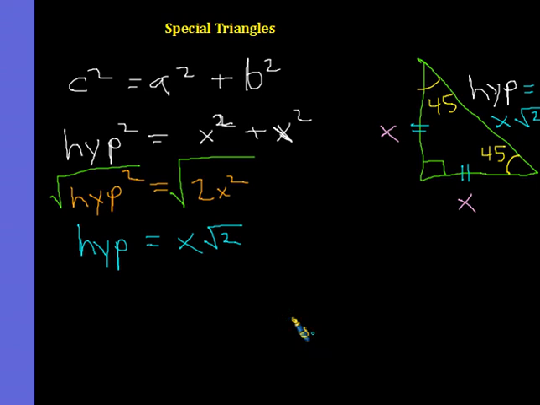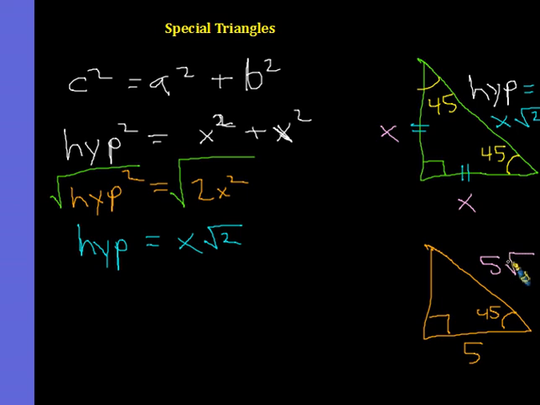Now, what that means, as a quick practical application, is if we have a triangle, and we know it's 45-45-90, we'll assume that it's 45 here, and we know one side length is 5, guess what? That means that we can assume that the hypotenuse is going to be 5 square root of 2. That's pretty darn cool.